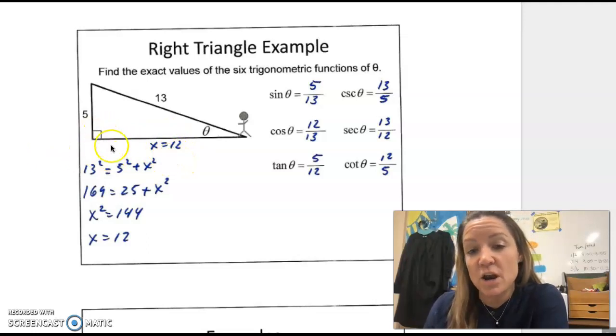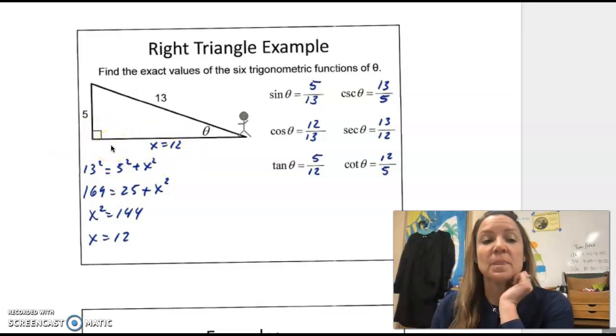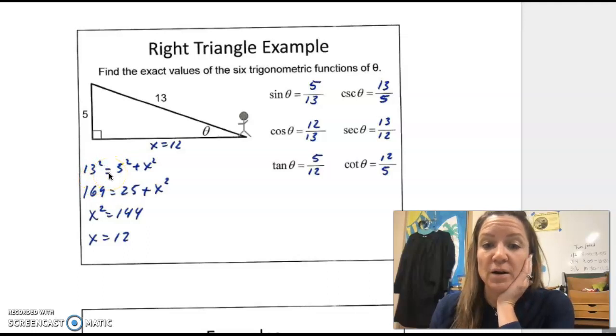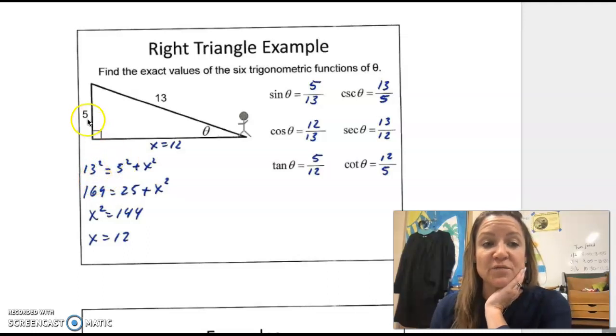Since it's a right triangle, we can use the Pythagorean Theorem. We know that the hypotenuse is 13, so 13 squared is equal to the two legs squared added together. One of them is 5 and the other one is x. So 5 squared is 25, 13 squared is 169. Subtract the 25 from 169, which gets you 144. Then take the square root of both sides, which gets you 12. So this side right here is 12.